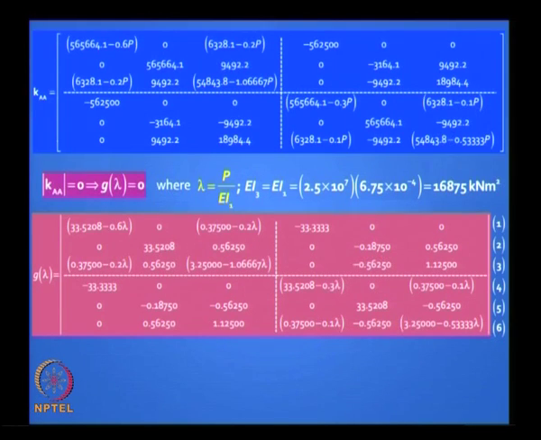See, whether the determinant of the first matrix vanishes or an equivalent matrix vanishes, it is the same, it will give you the same result, but you are working with a better value. We have brought in a lambda into the picture. We just divided the P by EI, which means divide all the values by EI, you will automatically get lambda in the picture. And now what do we do?